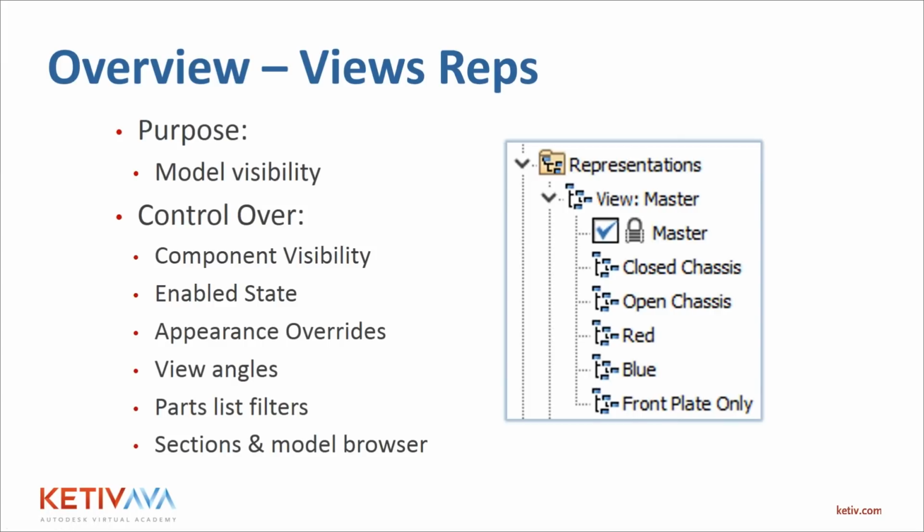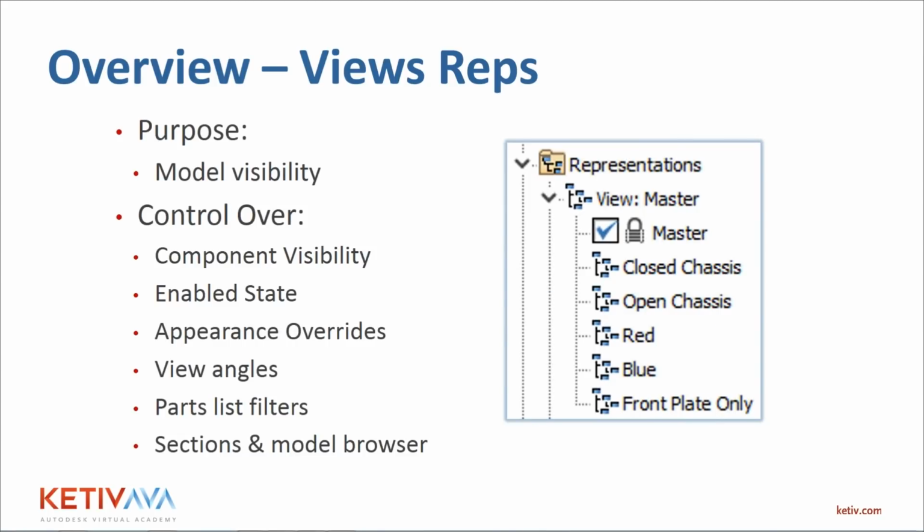So this is just some sample, but you could have a closed chassis if you have some kind of enclosure, a closed view, an open view. You could have one with red and blue or green, whatever, or you could just have a single component showing, like in that front plane only. That said, let's jump right into it.